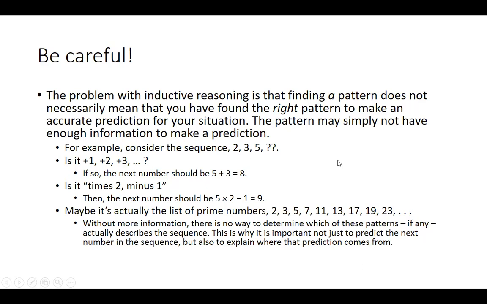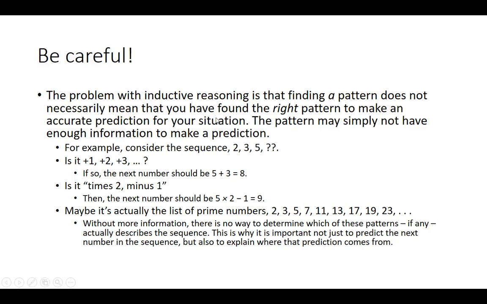Now be careful. The problem with inductive reasoning is that finding a pattern does not necessarily mean that you have found the right pattern to make an accurate prediction for your situation. The pattern may simply not have enough information to make a prediction. For example, consider the sequence 2, 3, 5, question mark. Is it +1, then +2, then +3? If so, because 2 + 1 is 3, 3 + 2 is 5, 5 + 3, the next number would be 8.